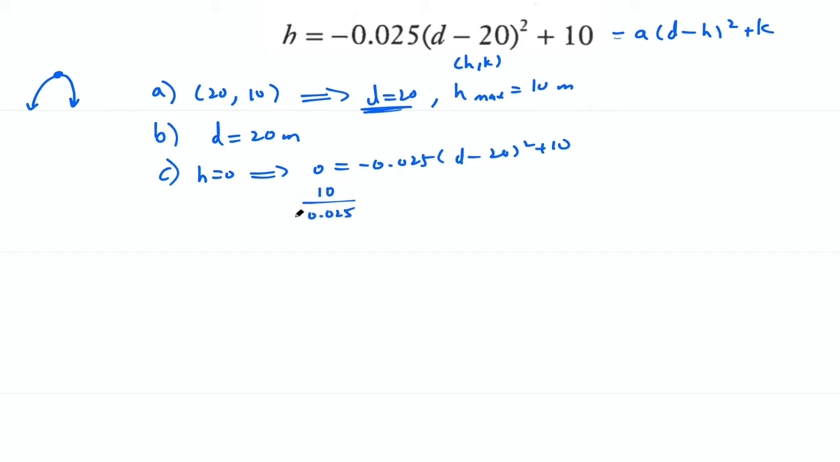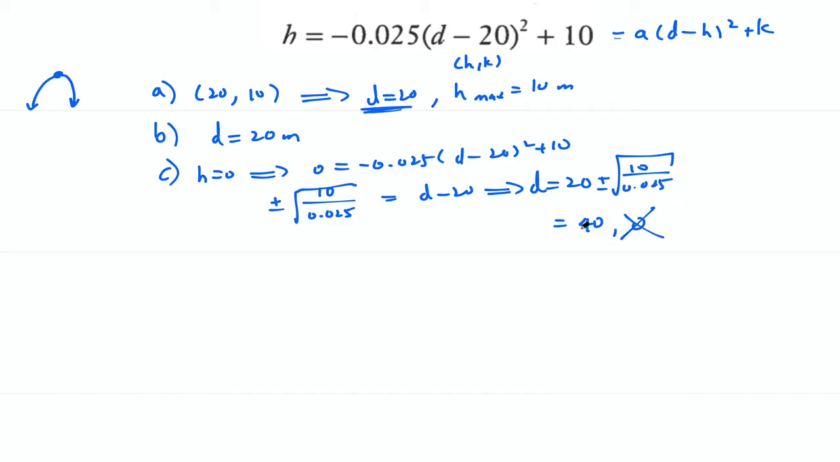But then I also have to take the square root to get rid of the square here. So I get plus or minus this is equal to d − 20. So I get two answers for d. It's going to be 20 plus or minus the square root of 10 over 0.025. So you get 0 or 40. But 0 is before the kicker hit the ball, so we can ignore this. After the ball is kicked, it hits the ground after a horizontal distance of 40 meters.